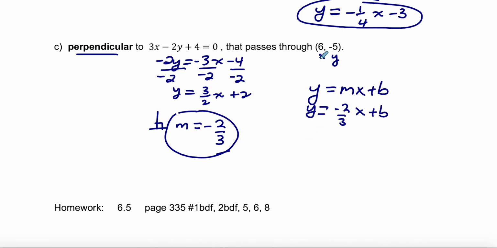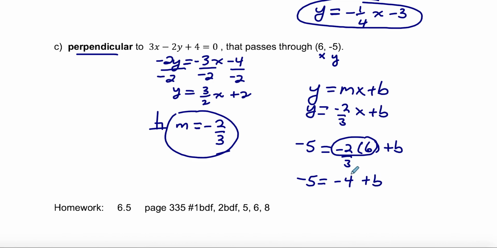And I know a point, xy. So the y is negative 5. And the x is 6. So I need to simplify that. And I would want to multiply those together. Negative 2 times 6 is negative 12. Negative 12 divided by 3 is negative 4. Move the negative 4 to the other side, so it becomes a plus 4. And that's negative 1. So the b is negative 1.